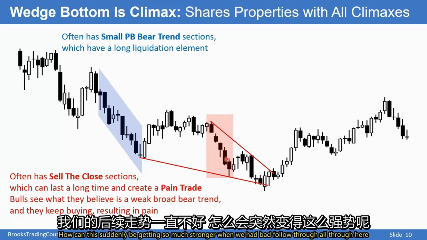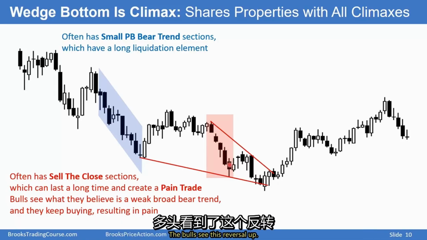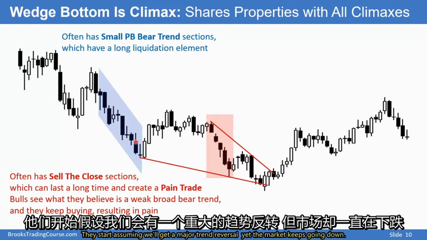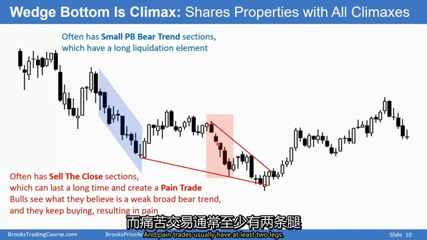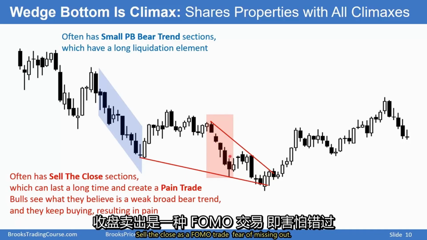You look at it and say, wait a minute, how can this suddenly be getting so much stronger when we had bad follow through all through here? The bulls see this reversal up. They start assuming we'll get a major trend reversal, yet the market keeps going down. So the bulls who are buying are experiencing a lot of pain, and pain trades usually have at least two legs, one pullback, two.